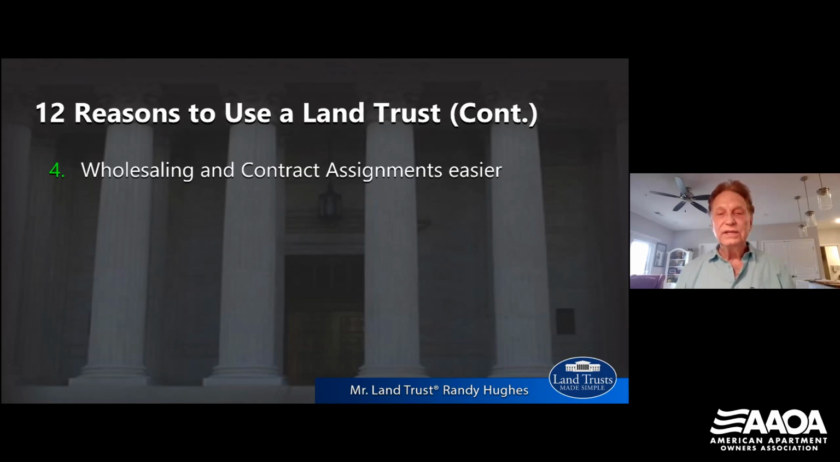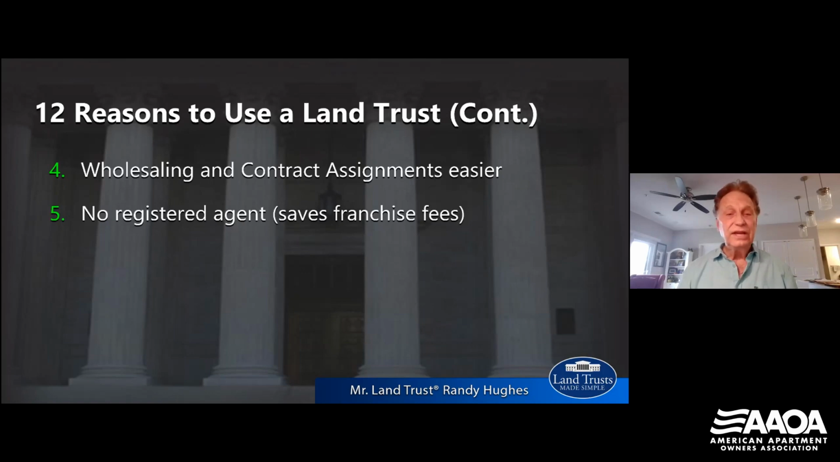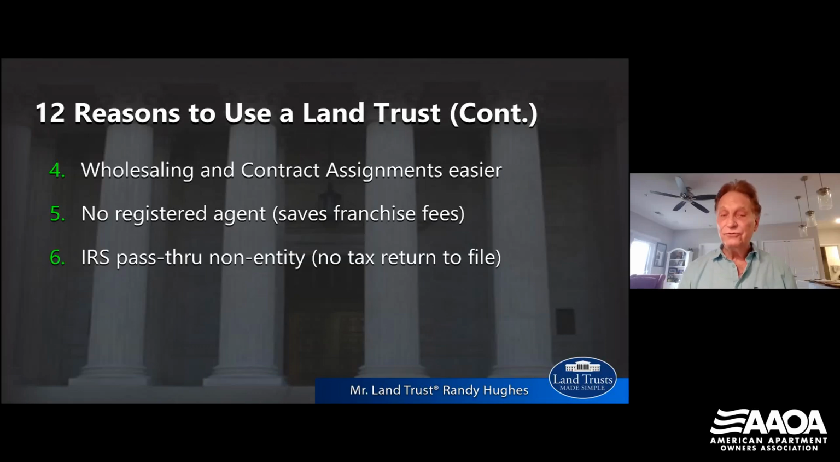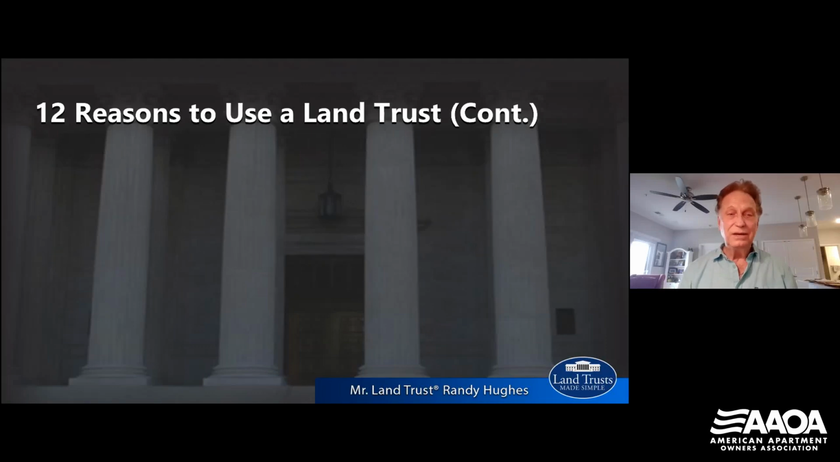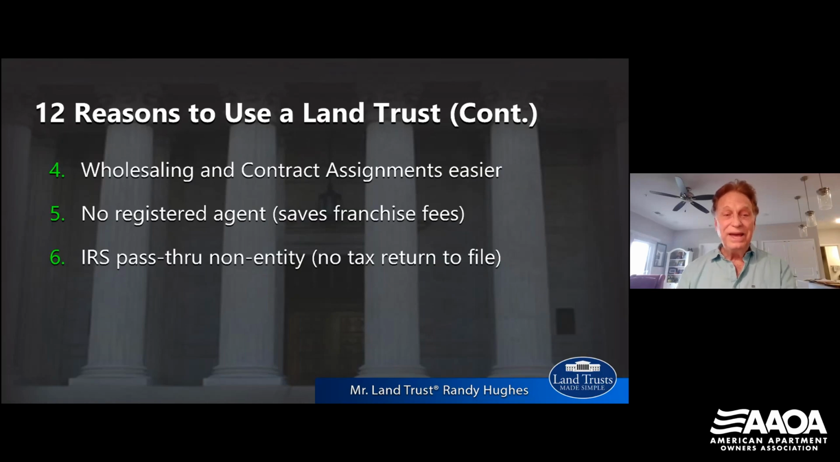Reason four, wholesaling and contract assignments are easier and more private. No registered agent, no franchise fees for these trusts, no tax return, no tax ID number. It's a pass through in the eyes of the IRS. They don't even call it an entity. They just call it a contractual arrangement.